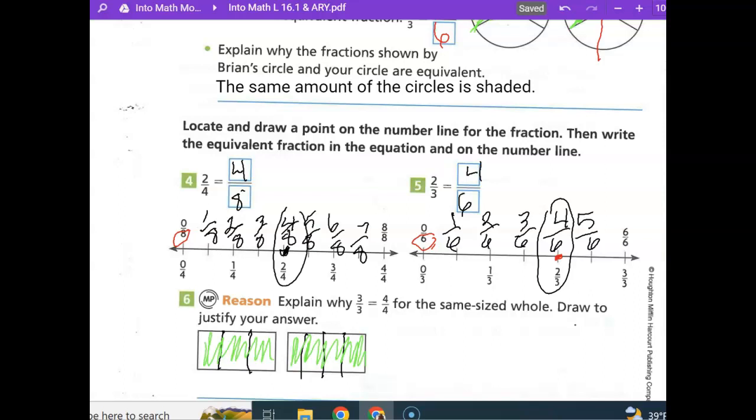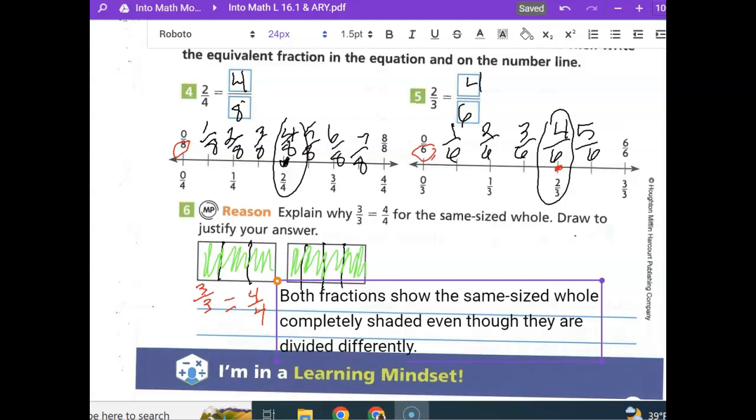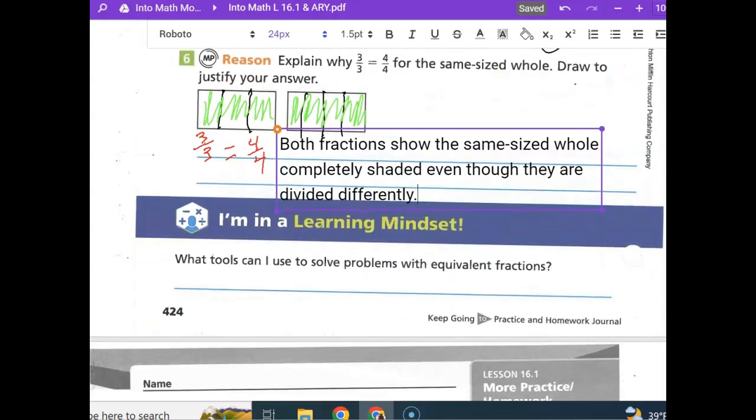Then the bottom one says explain why 3/3 and 4/4 are the same size. Well, if you shade in 3/3 and 4/4, then the same size, the whole is completely shaded. So 3/3 is equal to 4/4 because both fractions show the same sized whole completely shaded, even though they are divided differently. There that is. Go ahead and stop your video and fill that in.